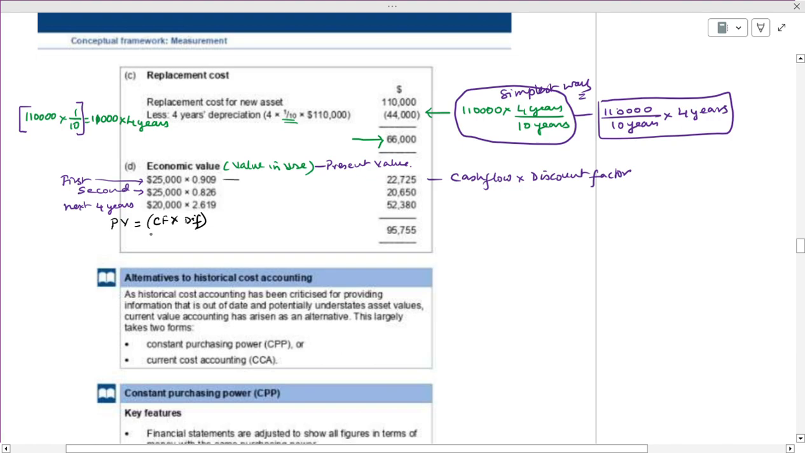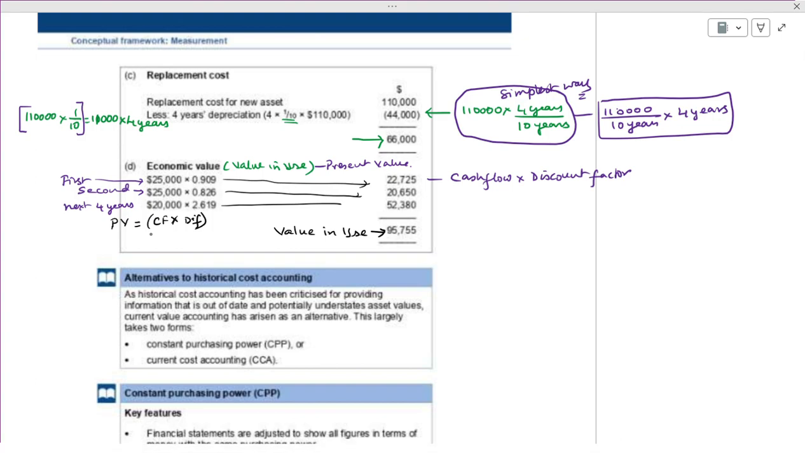They have multiplied it. They got this much, this much, and for 3 to 6 years, they got this much. They have made it the total. This is going to be called value in use. This is called value in use. Is it clear to you?